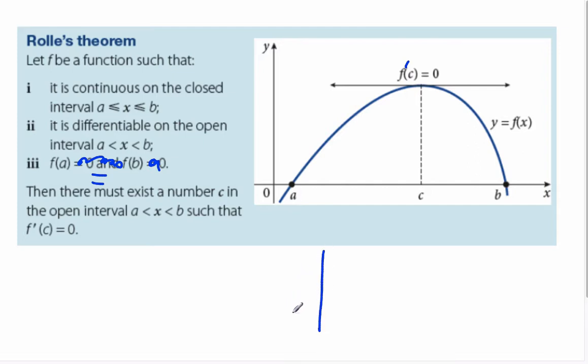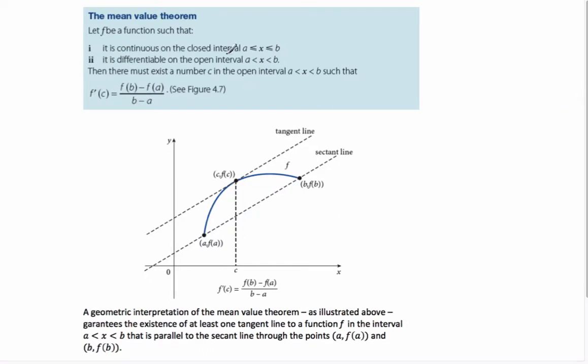If I've got a function and between one point and another point where the y values are equal, there's got to be some turning point where the derivative is equal to 0. And the mean value theorem states also if we have a continuous and differentiable function from a to b, then there exists a number c between a and b such that the derivative at c equals f of b minus f of a over b minus a.